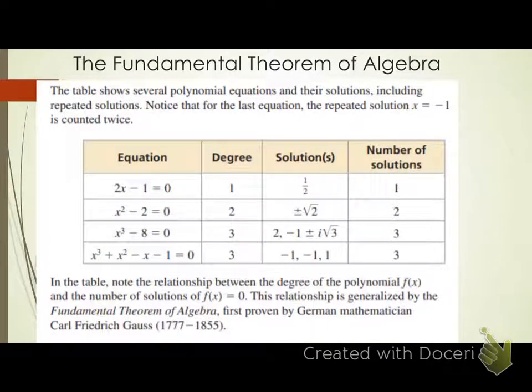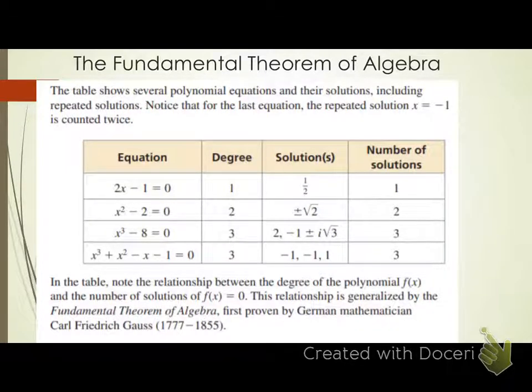So, here's a little table that shows several polynomial equations and their solutions, and it's also including repeated solutions. So 2x minus 1 equals 0. That degree is 1, degree of that polynomial. The solution is 1/2. The number of solutions is 1. It only has one solution, which is 1/2.